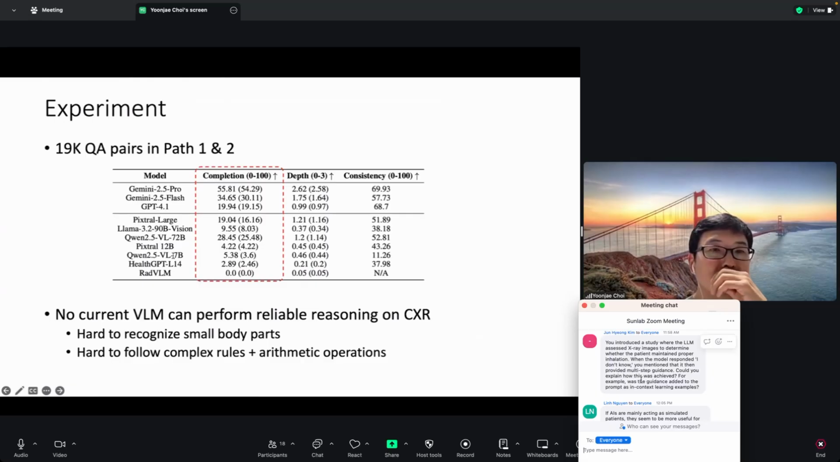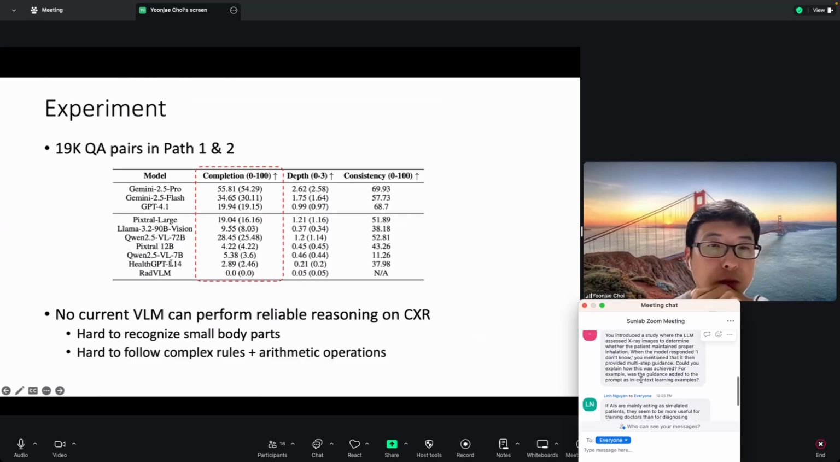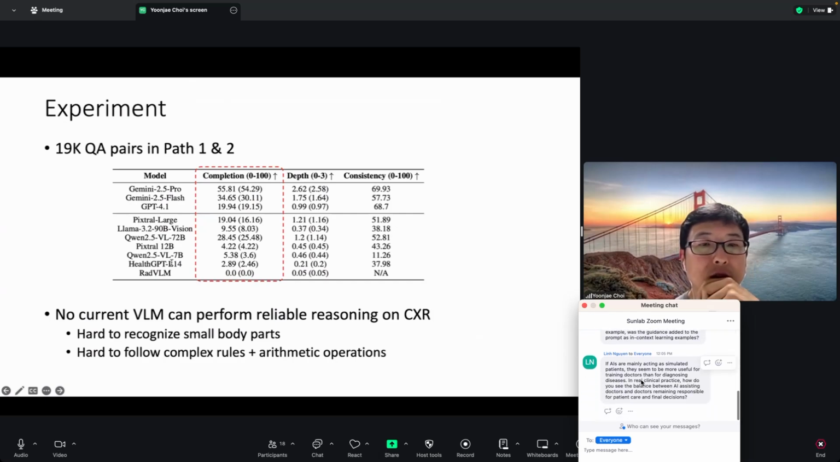Question from Lynn. If AIs are mainly acting as simulated patients, they seem to be more useful for training doctors than for diagnosing. Sure, yeah, diagnosing, obviously. So the purpose was twofold. It's either used as educational material for training doctors, or used as an evaluation tool for evaluating AI bots, AI doctors. So it's twofold. In real clinical practice, how do you see the balance between AI assisting doctors and doctors remaining responsible for patient care and final decisions?